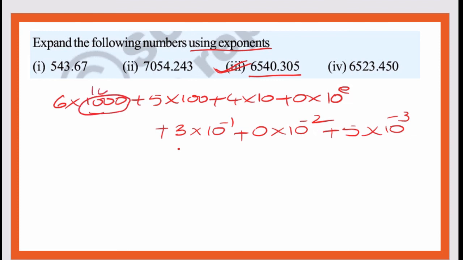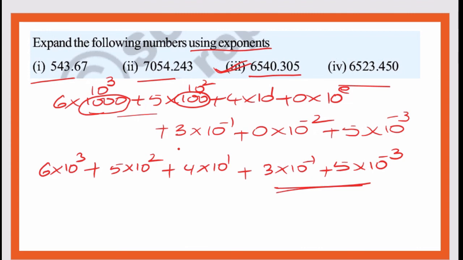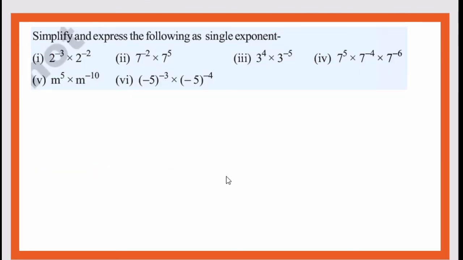Here 1000 I can write as 10 power 3, 100 as 10 power 2, then 10 power 1, 10 power 0. Likewise I can move on writing, and you can write the remaining questions the same way. This is expanding using exponents. So what is the final answer we get? 6 into 10 power 3 plus 5 into 10 power 2 plus 4 into 10 power 1 plus 3 into 10 power minus 1 plus 5 into 10 power minus 3. This is the expansion of this particular question. Please try to solve the remaining three bits.